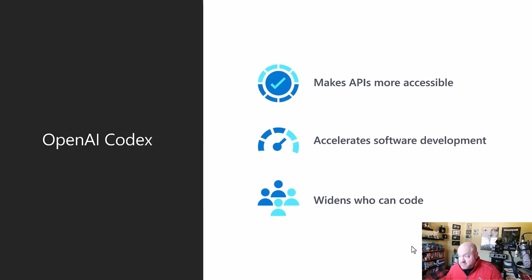Now, Codex is a subset of GPT because GPT is based on all text. So take that and only focus it on code. So looking at anything that's publicly available in GitHub, for example, or things that are available in the public version of Stack Overflow. It makes APIs more accessible. It accelerates software development and widens who can code. Because now you don't necessarily need to know a specific language. You can ask Codex to create it for you. Now that's great if Codex is always right. It's not always going to be right, but it's great if it does do that.